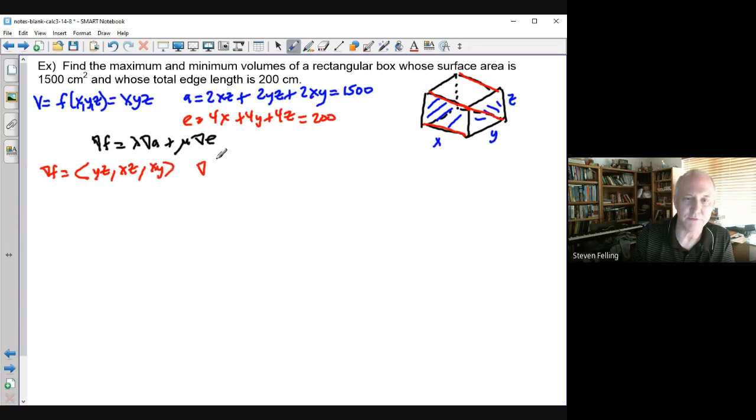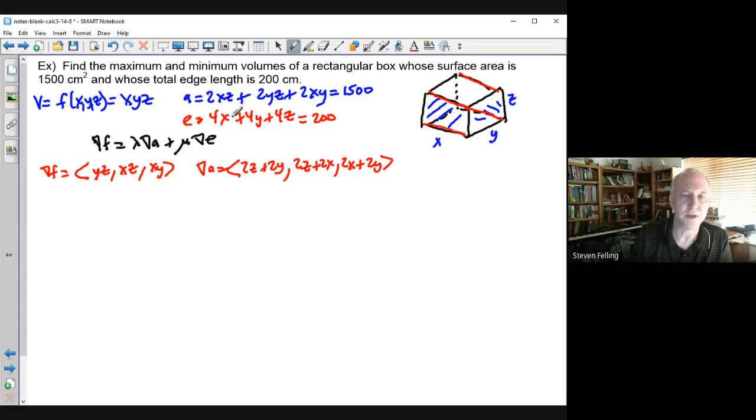The gradient of the a function would be the partial derivative of all this with respect to x, which would be 2z. There's no x here, but there's an x here, plus 2y. That's ax, right? The partial derivative of a with respect to y, there's no y's there. There's a y here, so 2z plus 2x, right? And then the partial derivative with respect to z would be 2x plus 2y plus nothing.